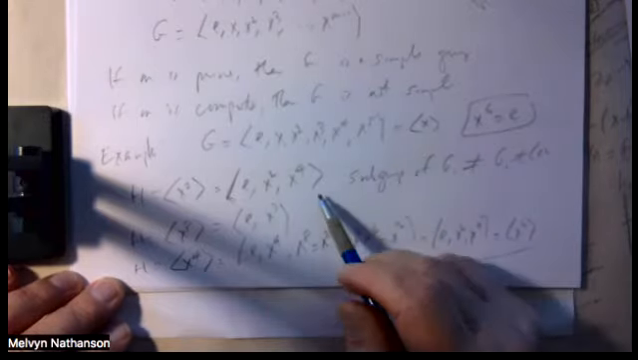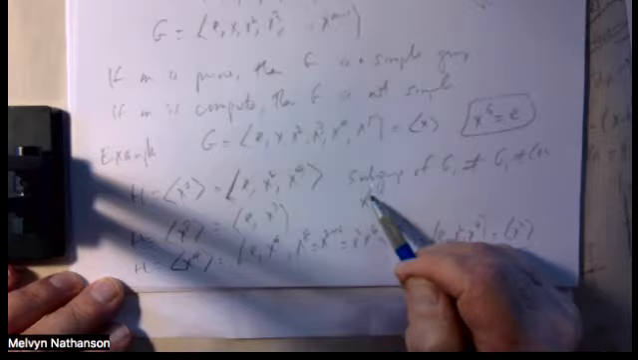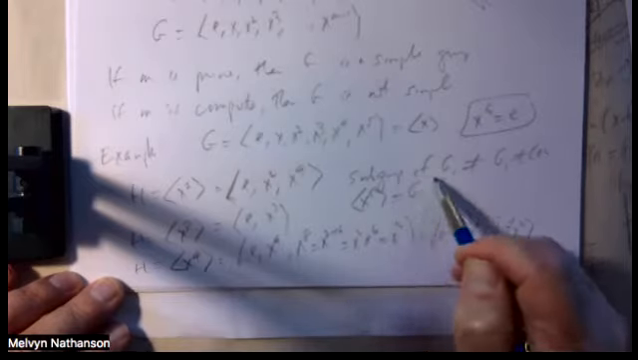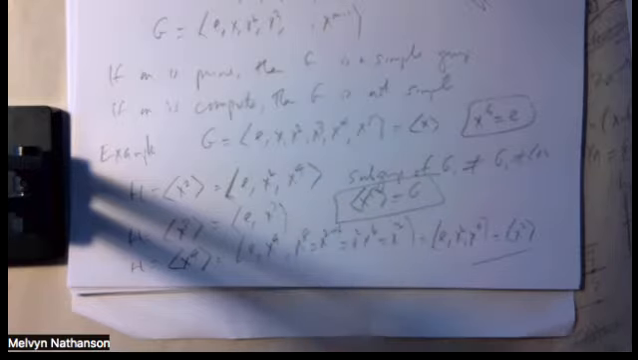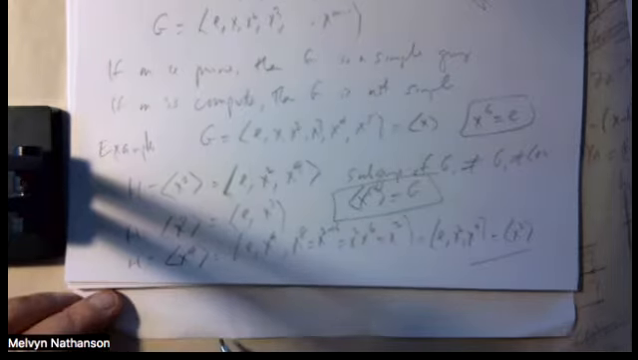And if you check, the subgroup generated by X to the 5th is going to be the whole group. Right? So this is actually a very nice example of a cyclic group, and it's worth spending some time making sure you understand every one of these statements.